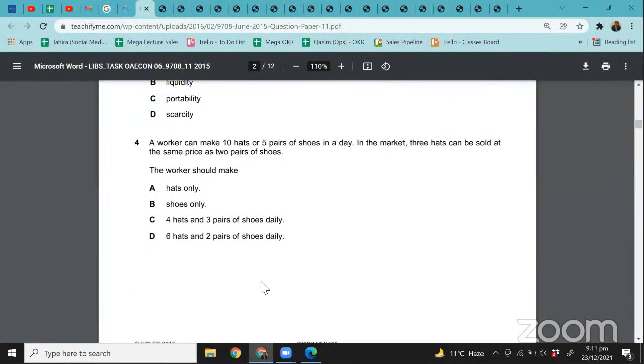So the next question says, a worker can make 10 hats or 5 pairs of shoes in a day. In the market, 3 hats can be sold at the same price as 2 pairs of shoes. The worker should make what? Interesting, right? Sorry, the worker can make 10 hats, my bad, or 5 pairs of shoes.